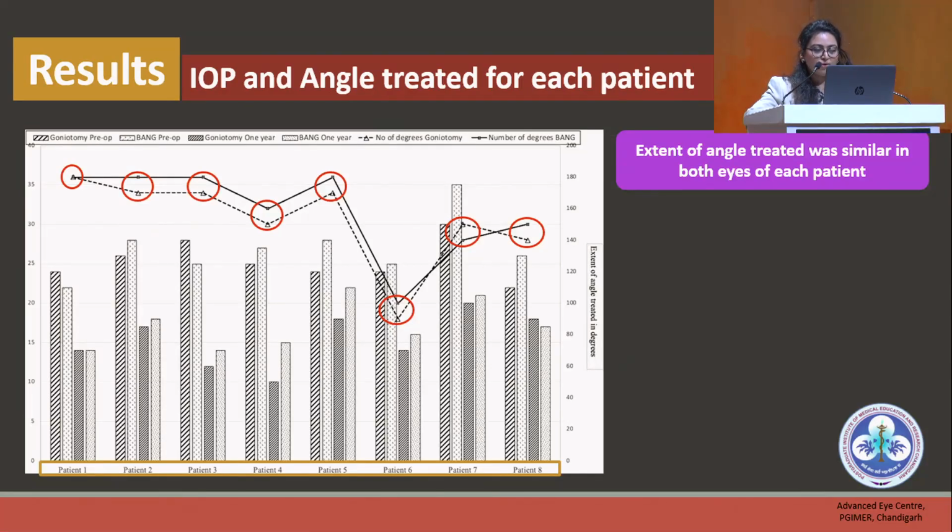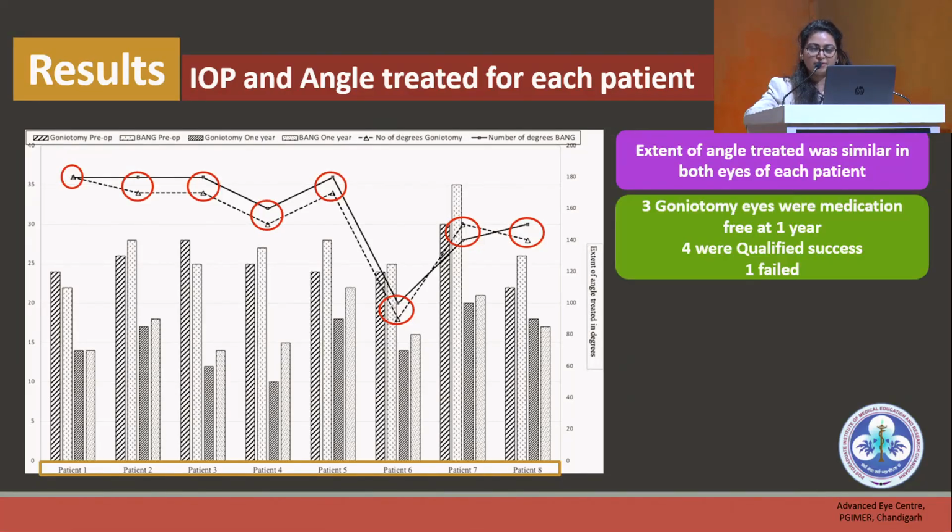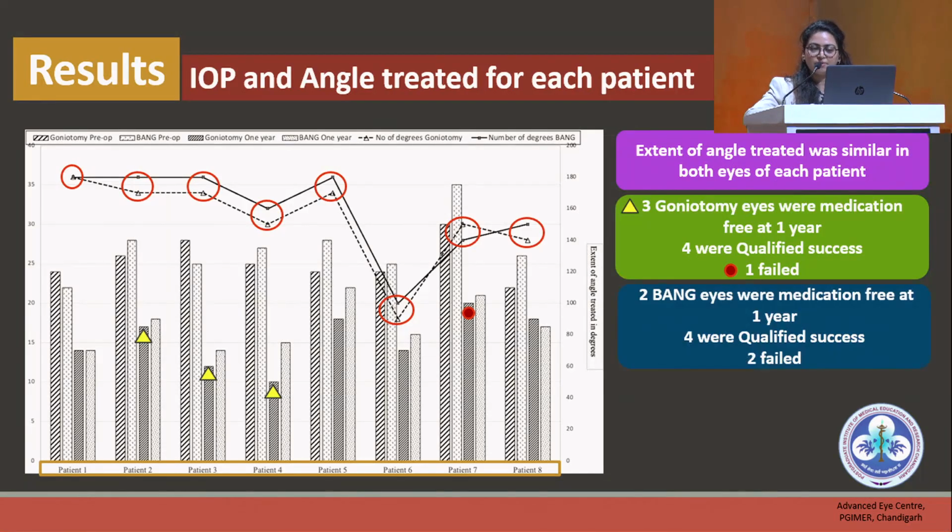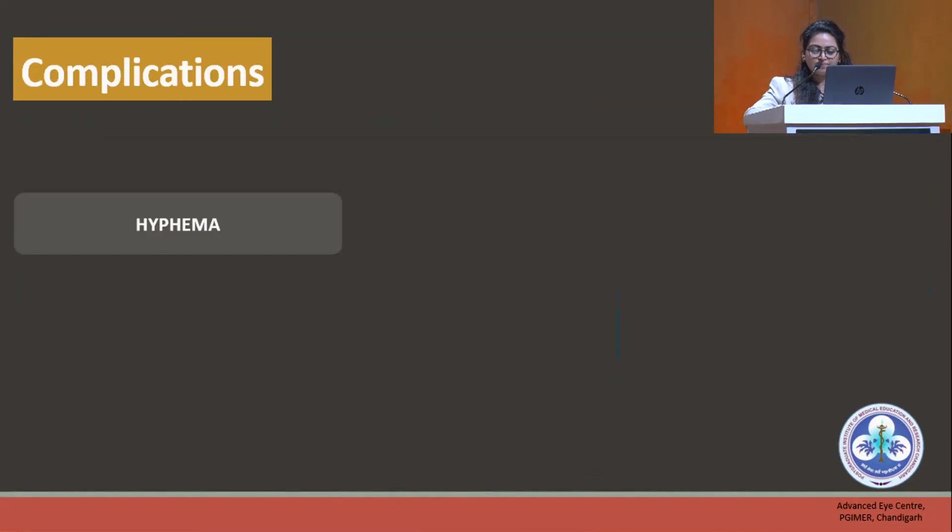And for all the patients, the bar graphs are determining the pre-intervention IOP and the post-intervention IOP. We can see in the goniotomy group, 3 eyes were medication-free at 1 year, which was a complete success. 4 eyes were qualified success, and 1 had failed at 1 year follow-up. 2 BANG eyes were medication-free at 1 year, 4 were qualified success, and 2 had failed in the BANG group.